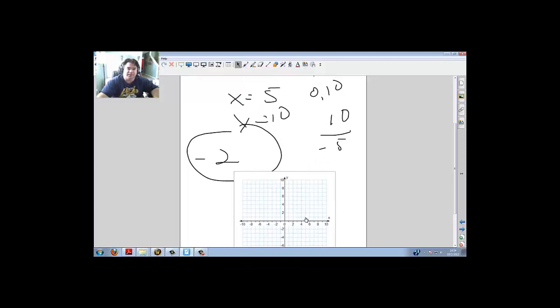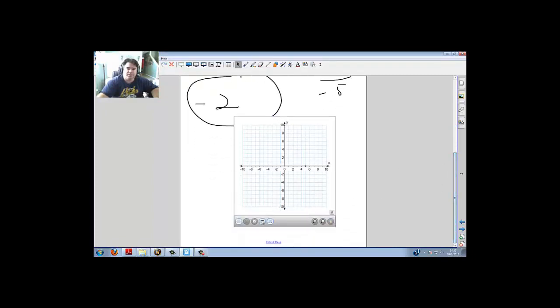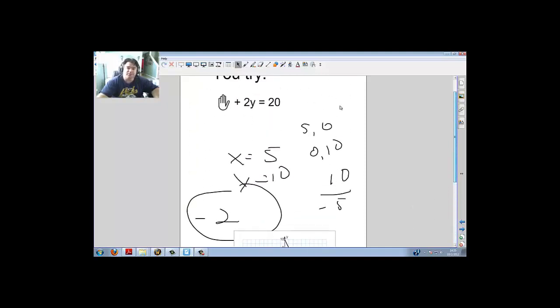Alright, so I have x equals 5, which is right here. y equals 10. Notice these two make a line. Notice how it cuts through and basically goes down 2 over 1, down 2 over 1, down 2 over 1 for eternity because it's a straight line.